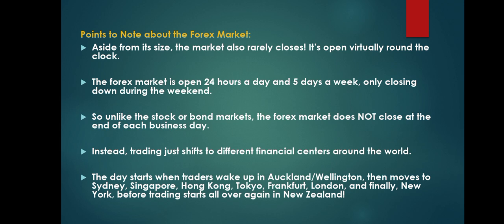Now, another point you should note is that the forex market is open 24 hours a day and 5 days a week, only closing during the weekend. So unlike the stock or bond market, the forex market does not close at the end of each business day. So instead, trading just shifts to different financial centers around the world. So the day starts when the trader wakes up in Auckland, Wellington, then moves to Sydney, then Singapore, Hong Kong, Tokyo, Frankfurt, London, and finally New York before trading starts all over again in New Zealand.